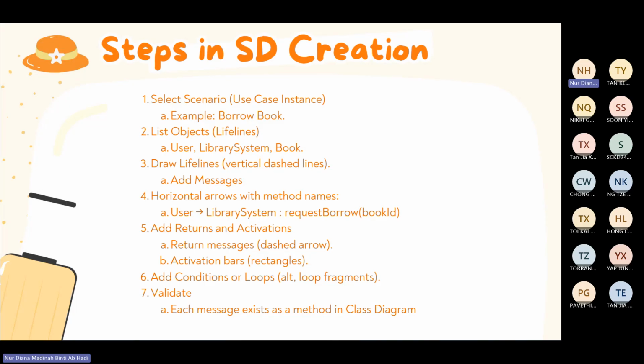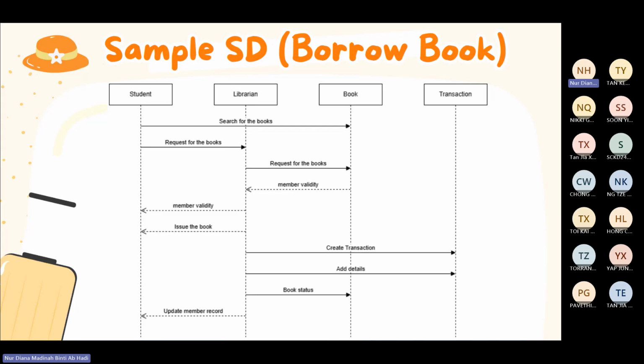Okay, and then you need to add the messages. You need to create a horizontal arrow with a proper method. Okay, you need to have the return and activation arrow. And then you need to have conditions to validate where your messages must exist as a method inside your class diagram. Okay, this is the sample. How does your sequence diagram look like?